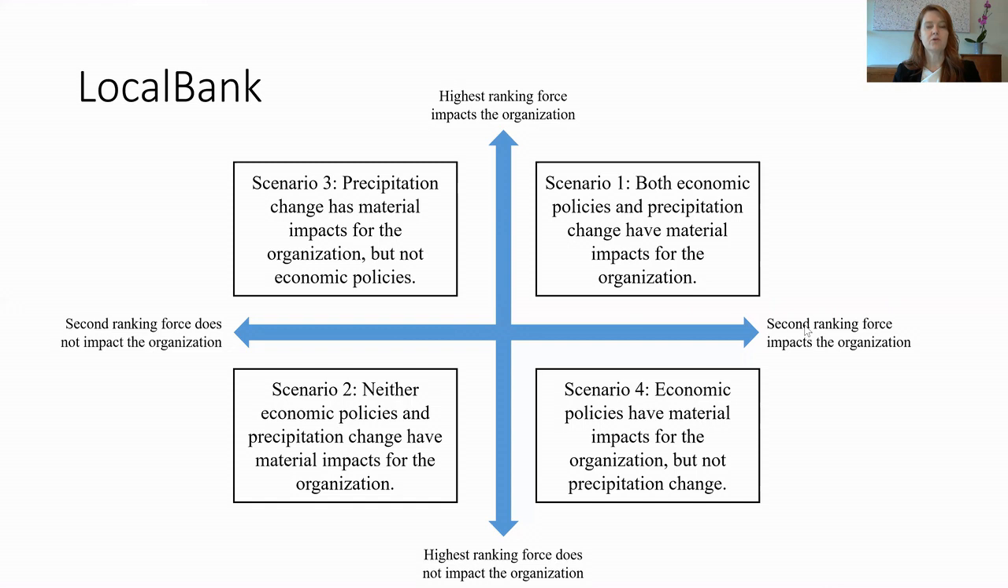In scenario 3 and 4, we're going to toggle them. So scenario 3, you will assume that precipitation change is in play, but not economic policies. And in scenario 4, you will assume that economic policies are in play and are impacting the organisation, but not precipitation change. Within these 4 scenarios, there will be a worst and best case scenario. If both of your top ranking drivers would have negative impacts on the organisation, then scenario 1 will likely be your worst case scenario.